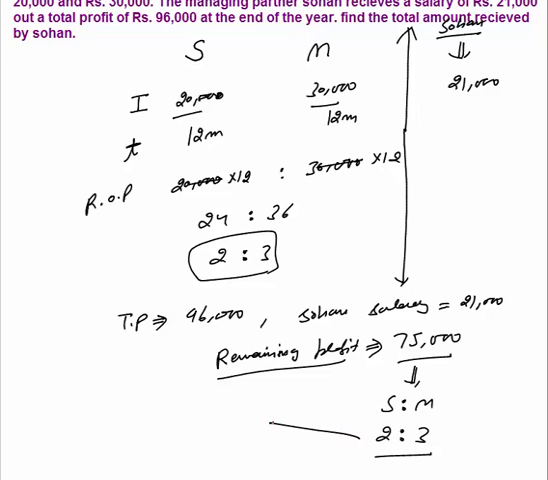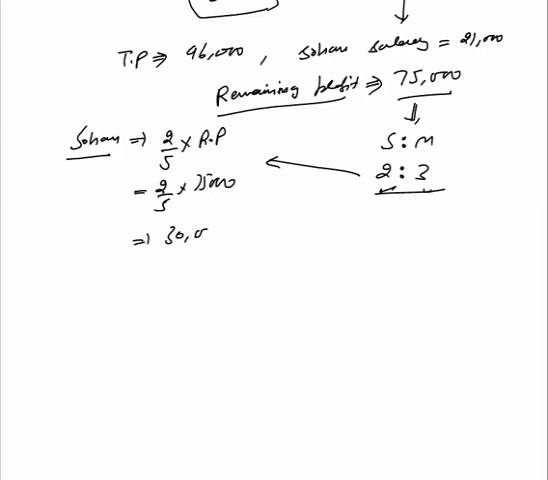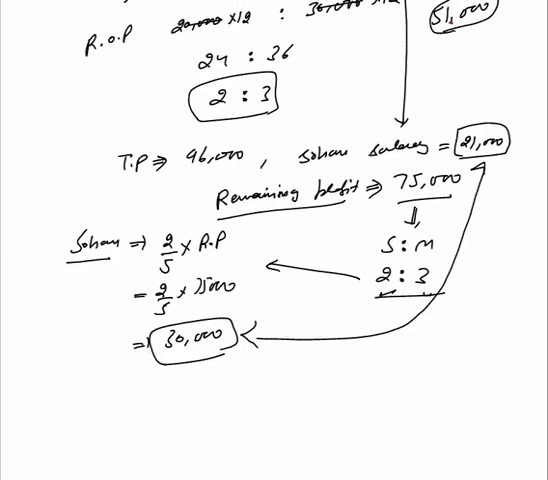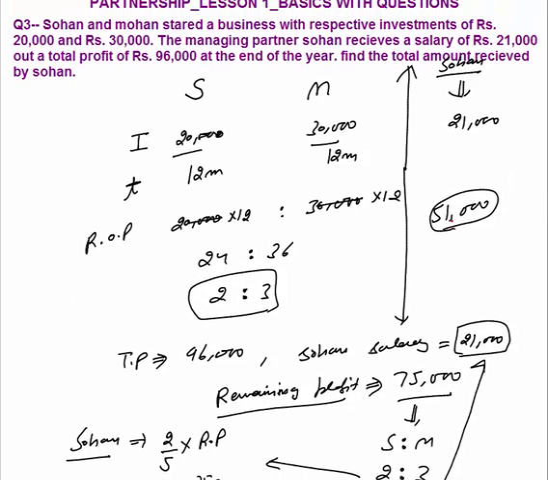Now Sohan will get how much out of this? 2 parts are for Sohan, 3 parts are for Mohan. So Sohan will get 2/5 of the remaining profit. 2/5 of 75,000, that is 30,000, Sohan will get. 30,000 out of profit and 21,000 for his salary. So how much is he getting? 30,000 plus 21,000, 51,000 total money Sohan will get in this year. 30,000 as a profit and 21,000 as his salary.